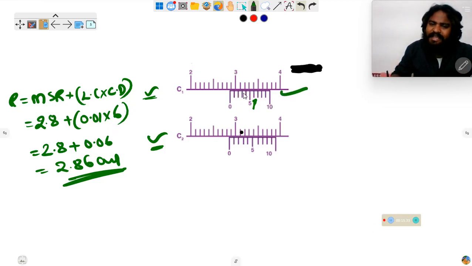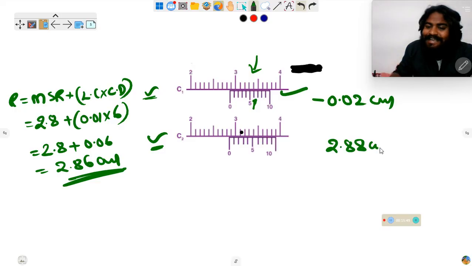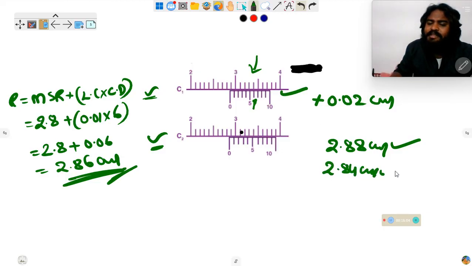For example, imagine there is an error in this vernier calipers, for example, if the error is 0.02 centimeter. If the error is negative error, then you add this. Then what will be the reading? It will be 2.88 centimeter. Here, 2.86 is called the observed reading, and this is called the real reading. And next, for example, if you have positive error, then the reading is 2.84 centimeter. This is the true reading, and that is the observed one, right?